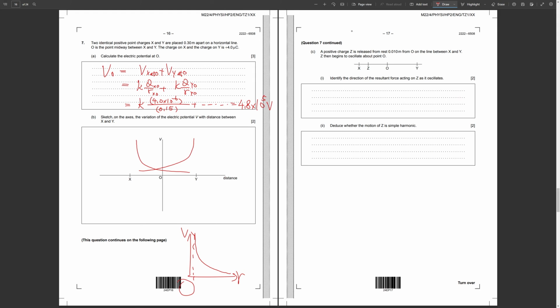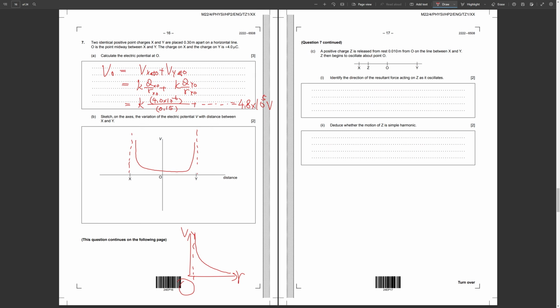When you put them together, the resultant graph should be going as follows, like a well. And it is not touching X. If you put a dotted line here, you can see that it's not touching X nor Y.